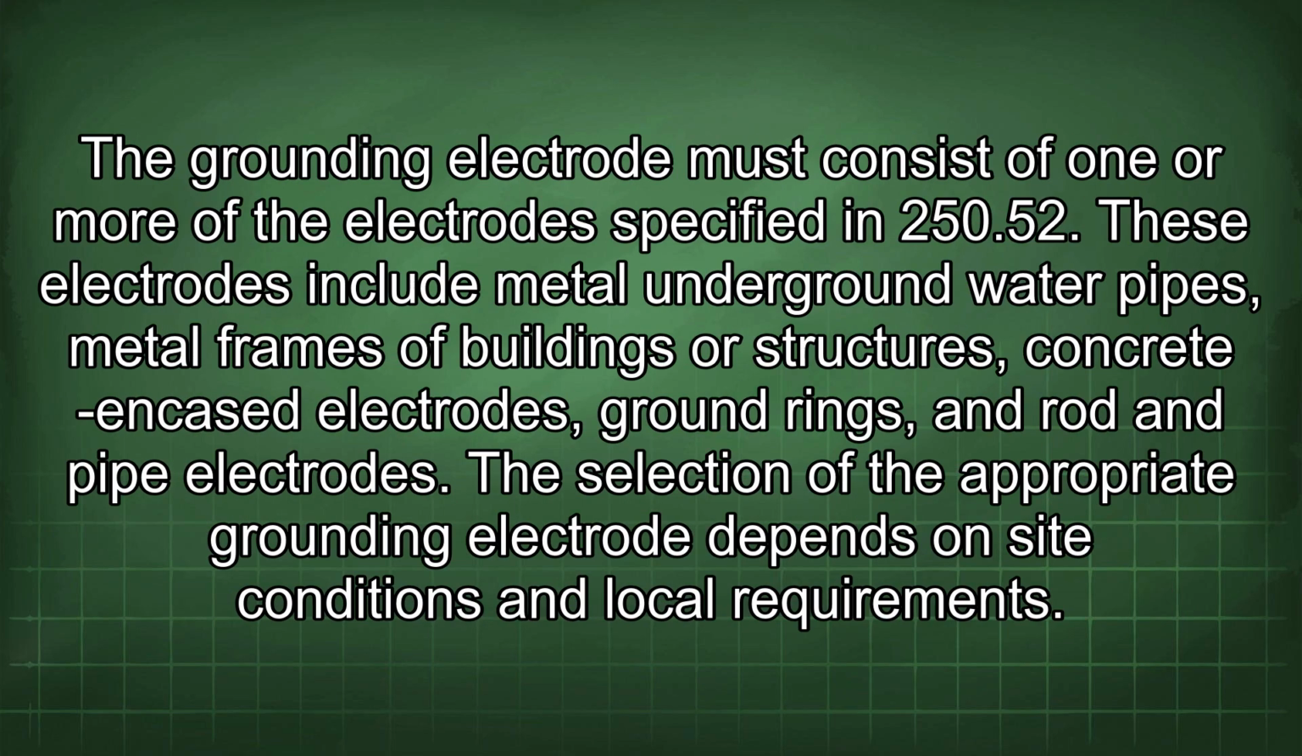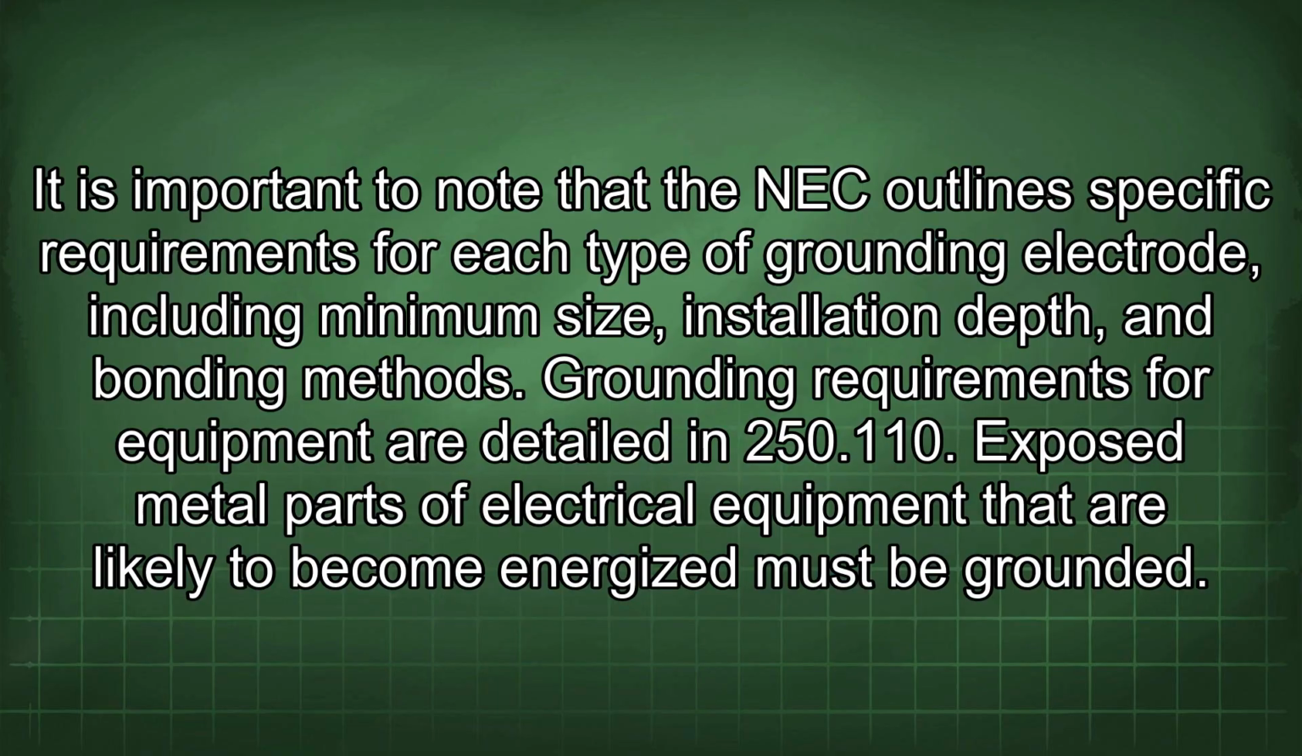The grounding electrode must consist of one or more of the electrodes specified in 250.52. These electrodes include metal underground water pipes, metal frames of buildings or structures, concrete encased electrodes, ground rings, and rod and pipe electrodes. The selection of the appropriate grounding electrode depends on site conditions and local requirements. It is important to note that the NEC outlines specific requirements for each type of grounding electrode, including minimum size, installation depth, and bonding methods.